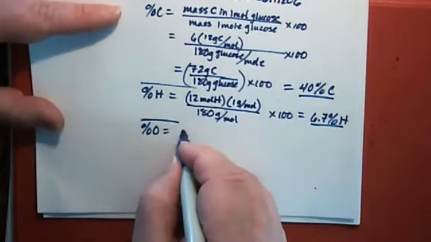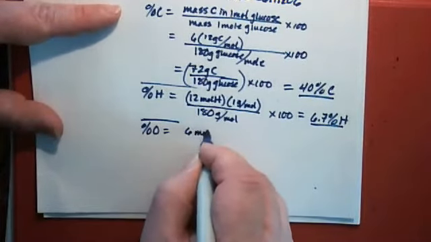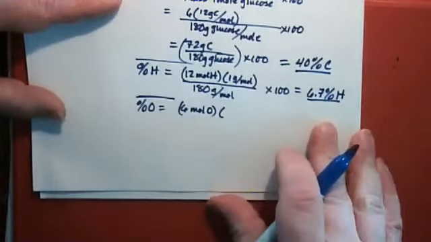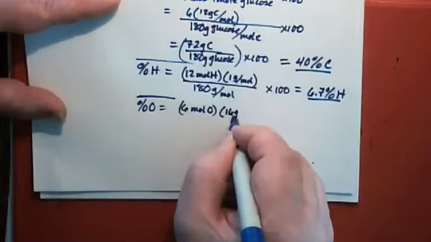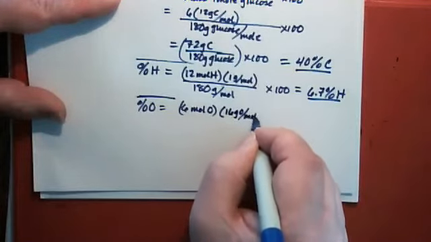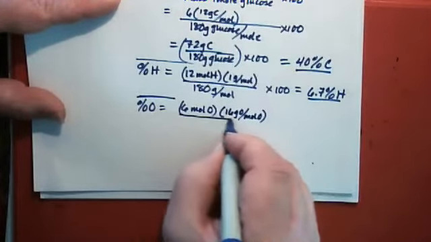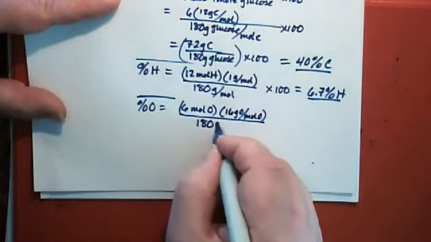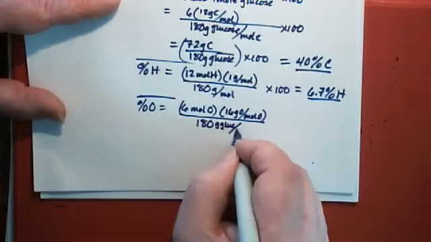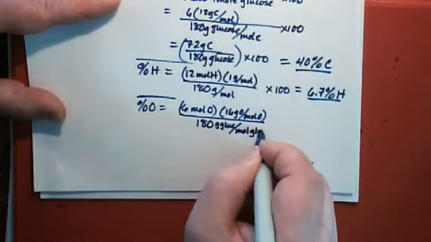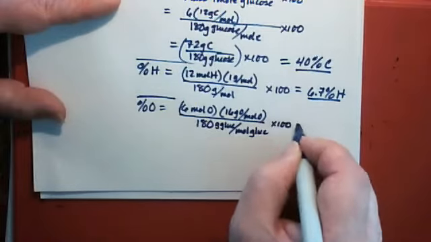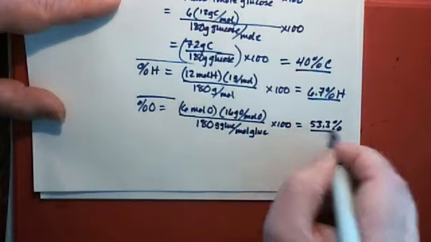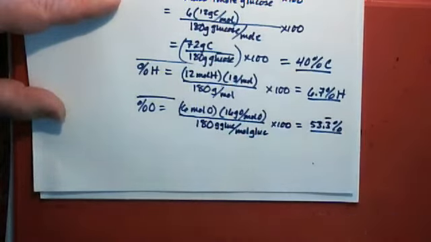And then for oxygen, there'd be 6 moles of oxygen for every mole of glucose at 16 grams per mole. And that's over the mass of 1 mole of glucose, times 100. And that is 53.3, repeating, percent.